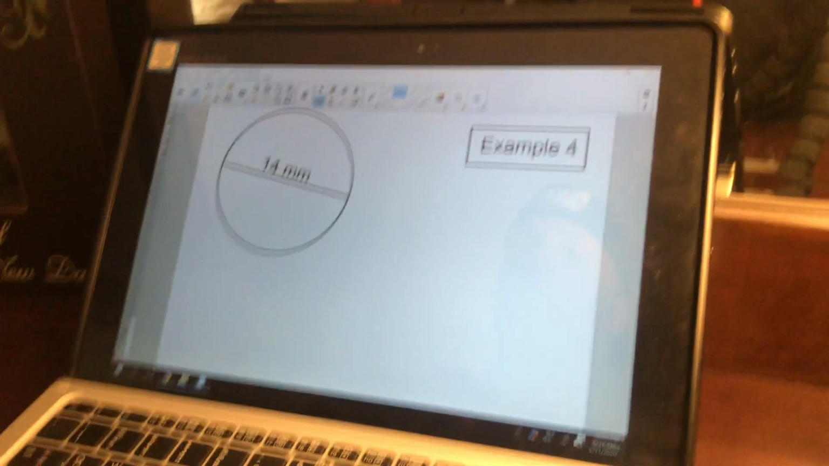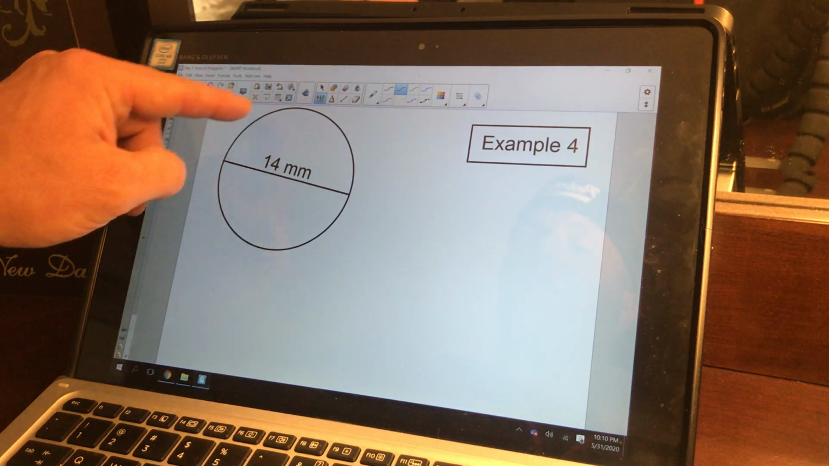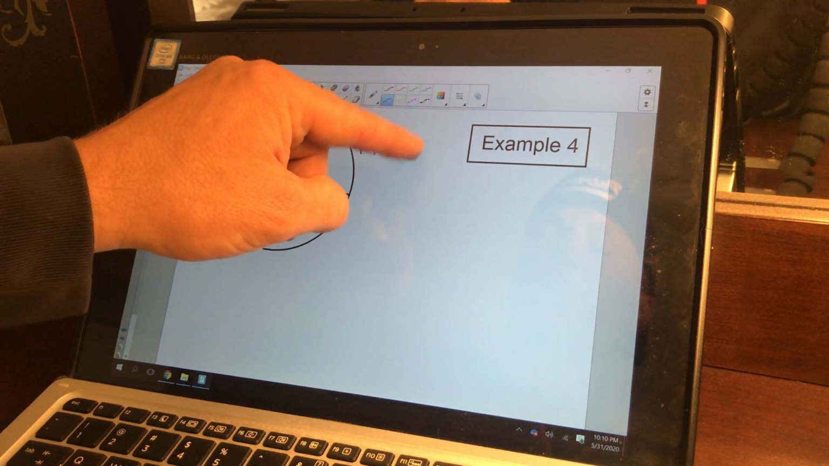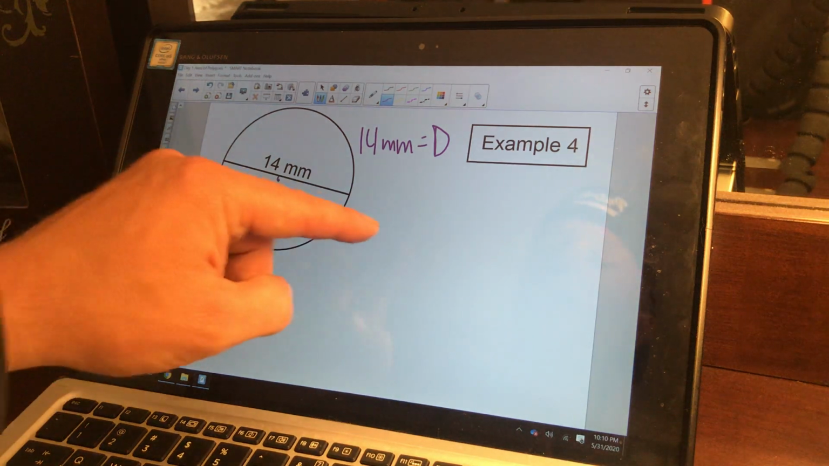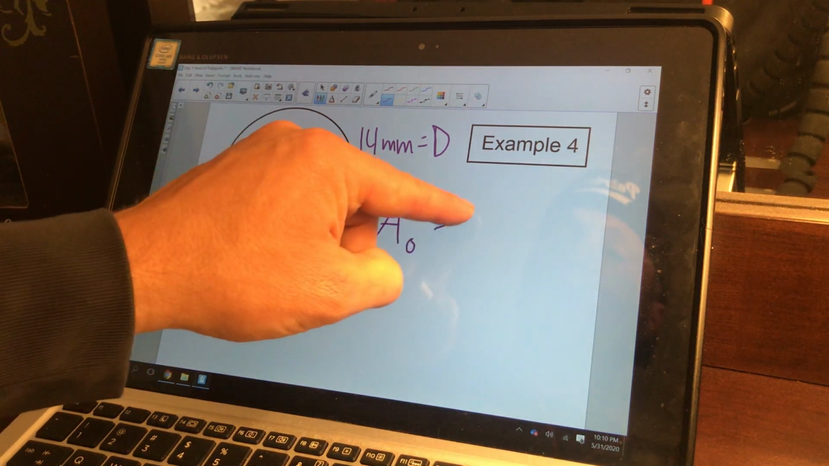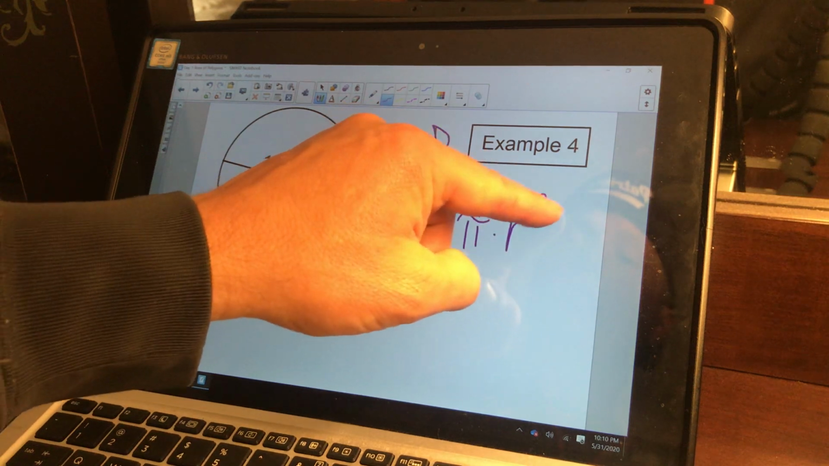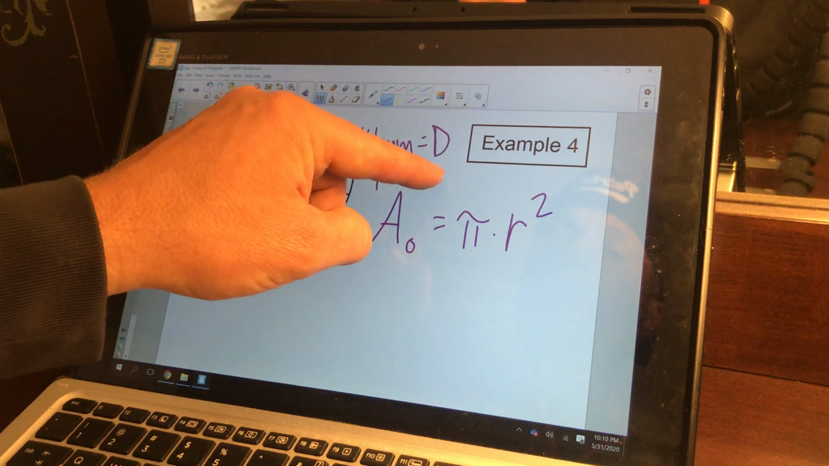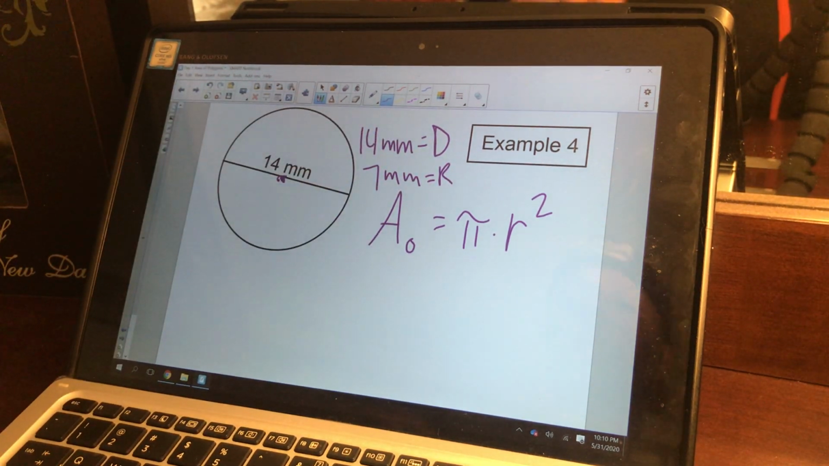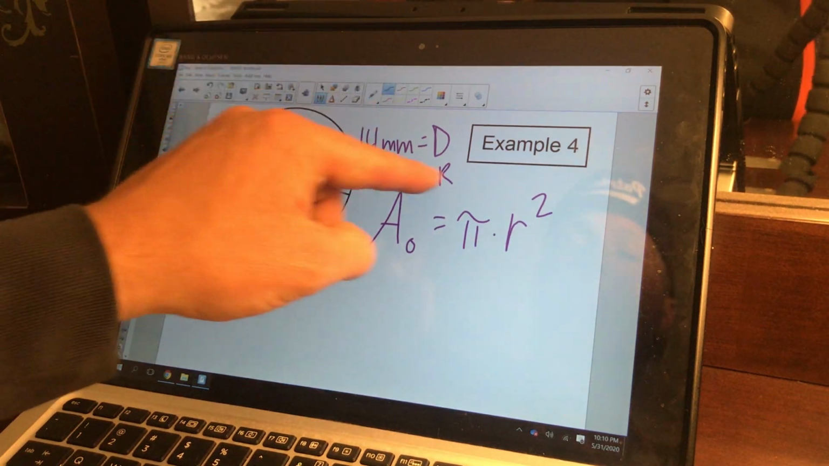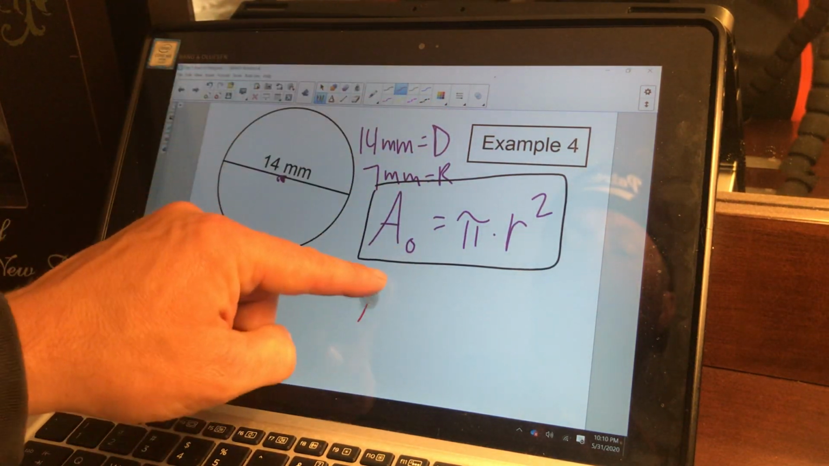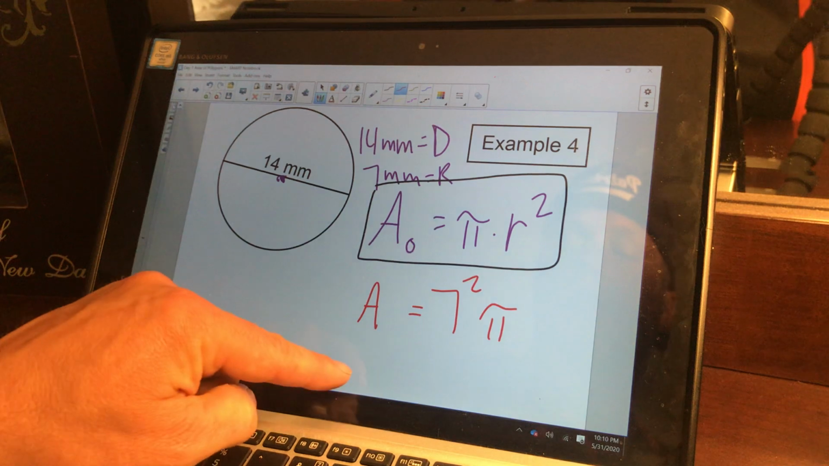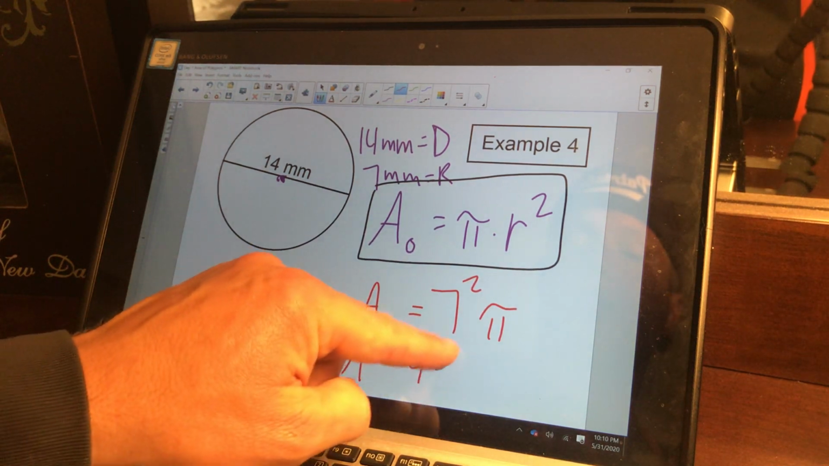Okay, circle. This is going to be a good one. We have 14 millimeters. That's our diameter. But for the area of a circle, remember, it's pi times the radius squared. So we need to know the radius. So that's going to be 7 millimeters, half of the diameter. And let's fill in some numbers. Pi and our radius, which is 7. So area equals 49 pi.